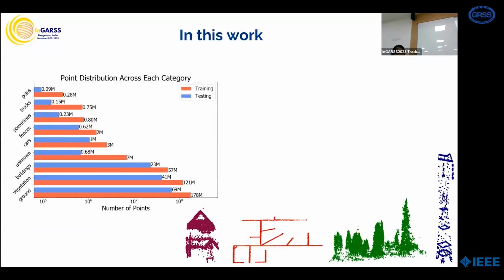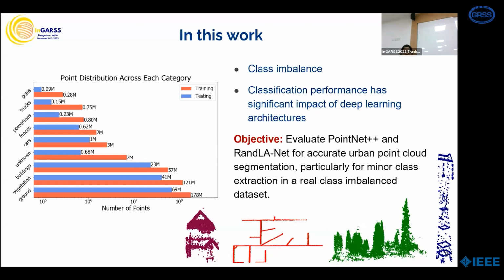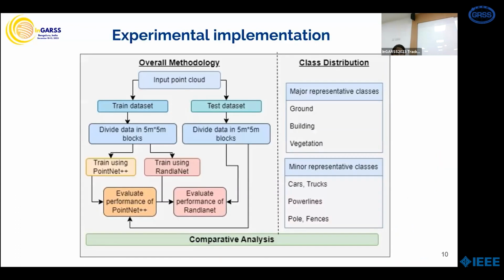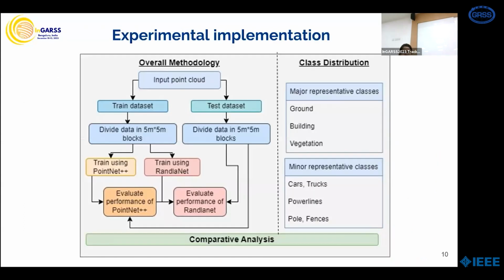In this data set, a few of the classes like buildings, ground, and vegetation are significantly represented, whereas the other classes like poles, truck, power line, fences, and cars are not that significantly represented, as we can see in this figure. In this regard, our work is to manage the class imbalance challenge and see the performance of the two deep learning architectures, PointNet++ and RandLA-Net, for particularly major and minor class extraction in the real world urban LiDAR dataset over the city of Surrey, British Columbia.